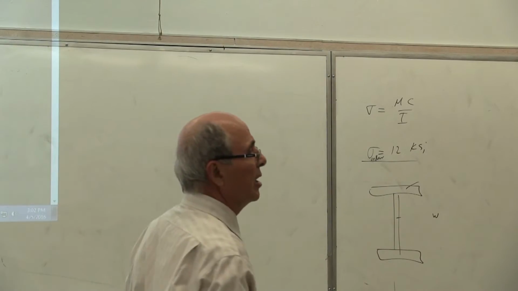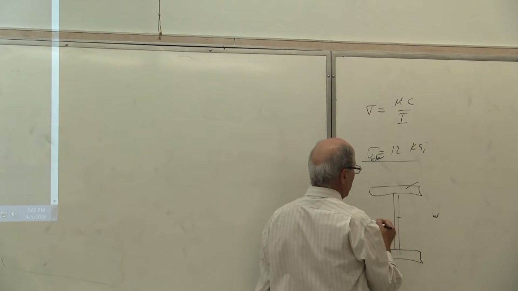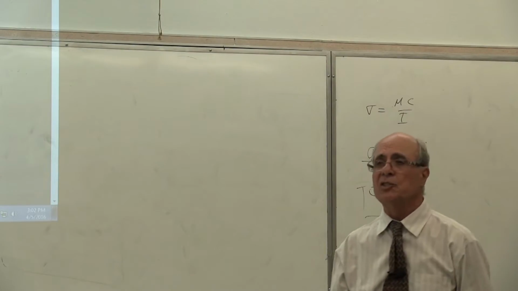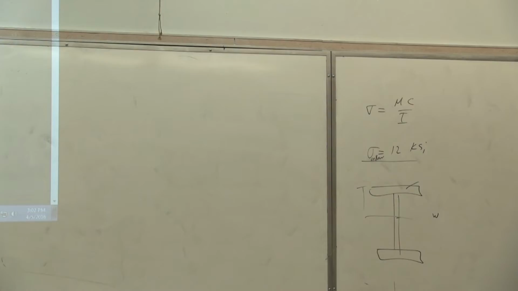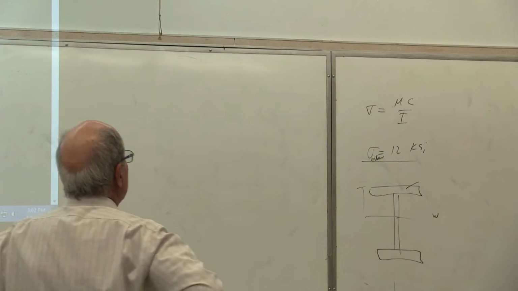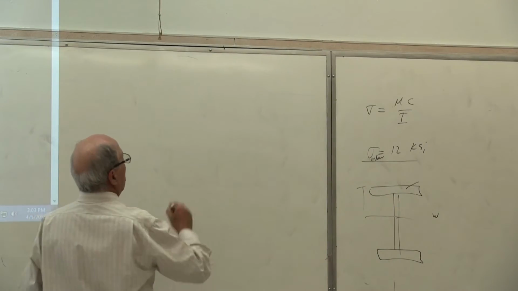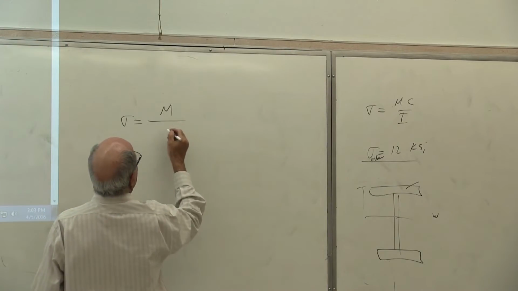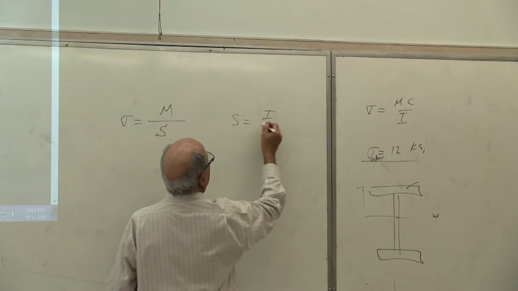Is that correct or not? However, the point is you need an I, you need a C, and I and C depend on the shape. Everybody understands that. And it is not simple to find because it's not like the rectangular case where I can go with a ratio of 2 to 1 or 3 to 1. Everybody understands it? So what we do is the following, which you probably remember from ME218. We make that equation look like this: sigma equal to M divided by S, where S is equal to I over C.